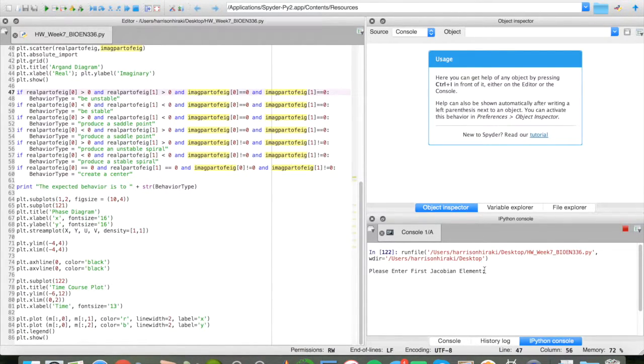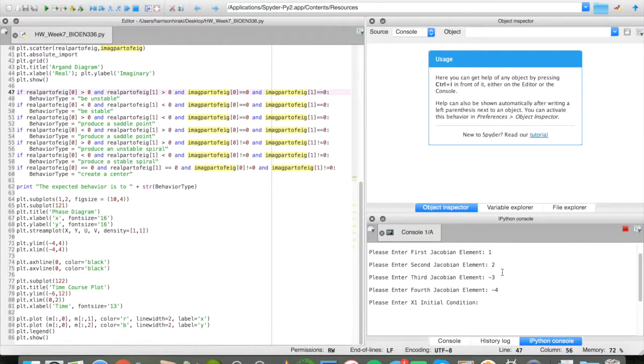Upon running the script, we see that the first thing the program asks for is for the user to define the elements of the Jacobian matrix. We will be using predetermined numbers that will help me show each type of behavior that the system can have. Next, it asks for the initial conditions of the two species. For clarity, we will be sticking to 1 and -1.